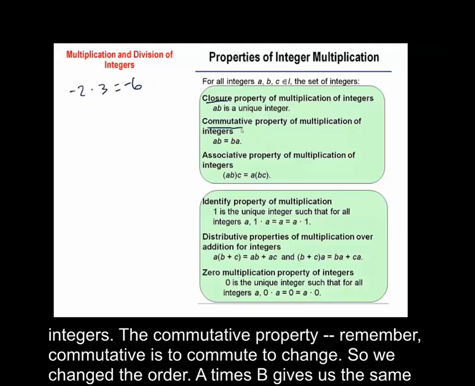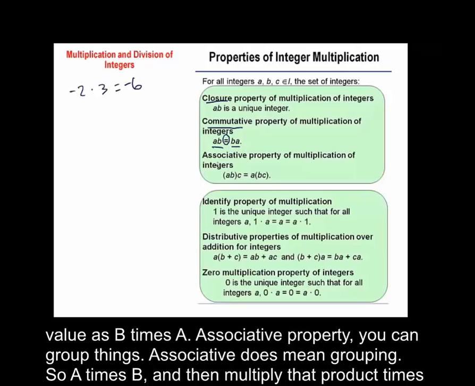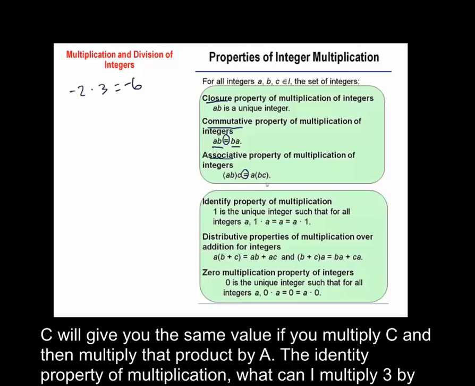The commutative property, remember commutative is to commute, to change. So we change the order. A times B gives us the same value as B times A. Associative property, you can group things. Associative does mean grouping. So A times B, and then multiply that product times C. It will give you the same values if you multiply B times C and then multiply that product by A.